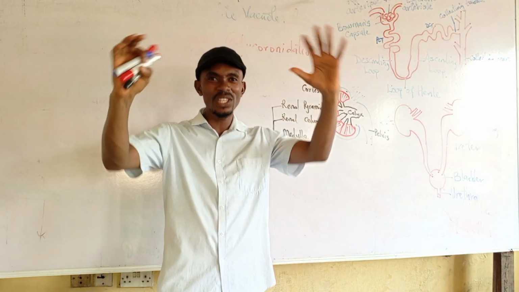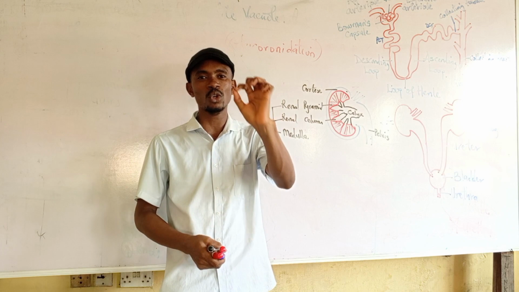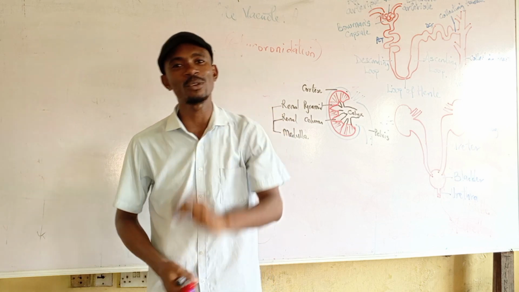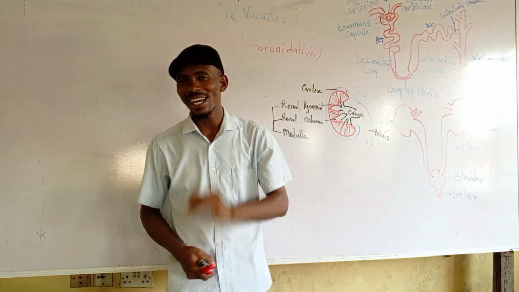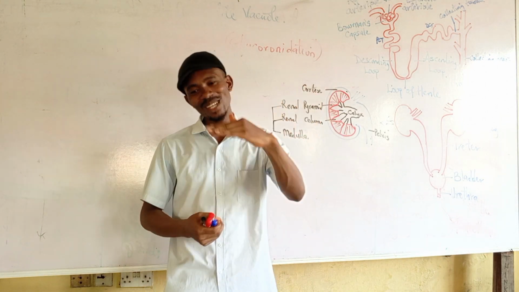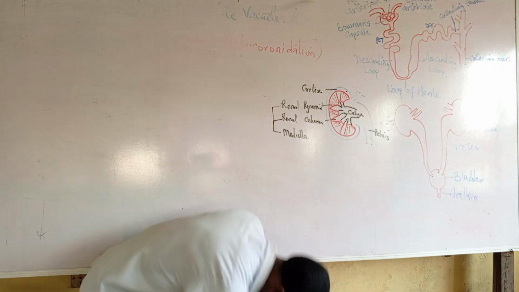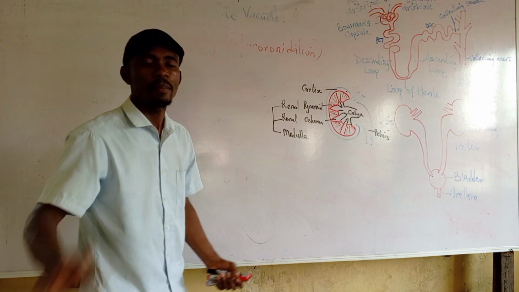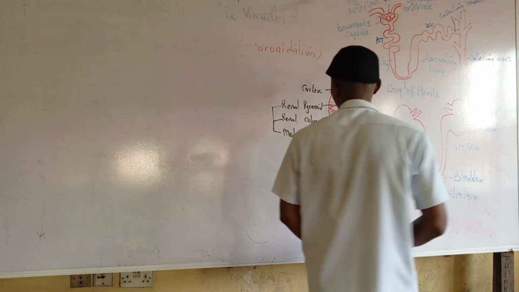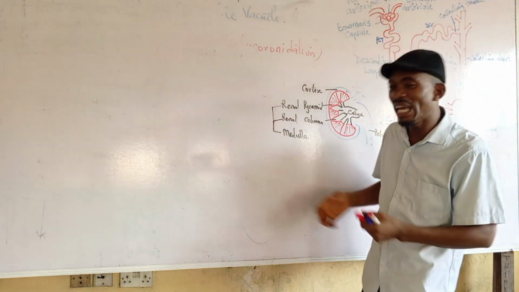So how is all this going to work? It is by a special structure called the nephron. But I don't want to hurry into the nephron. Let's see the kidney holistically, and then we see the structure called the nephron. The human has a pair of kidneys. I don't say two pairs, I say a pair of kidneys, one on the right, one on the left.